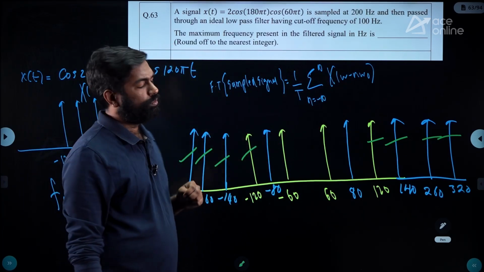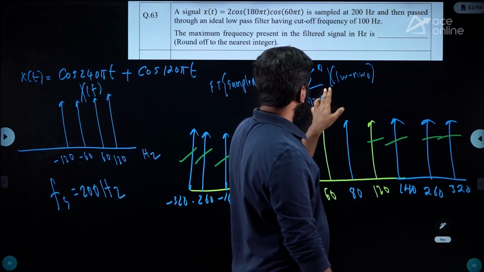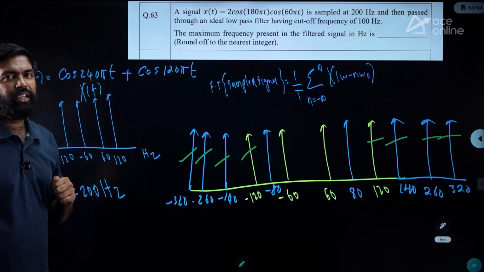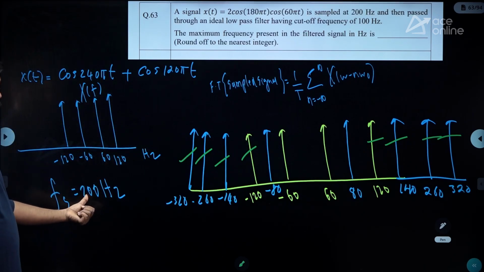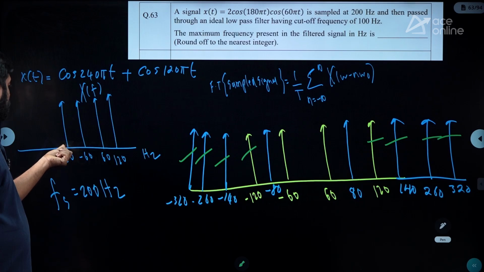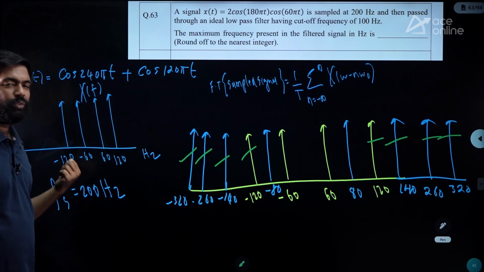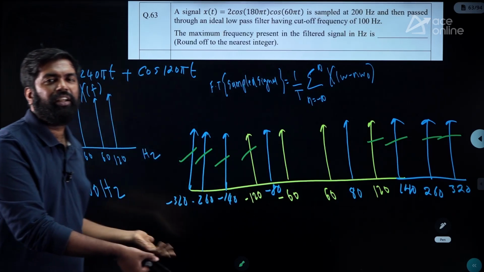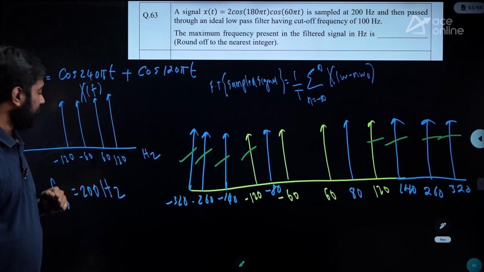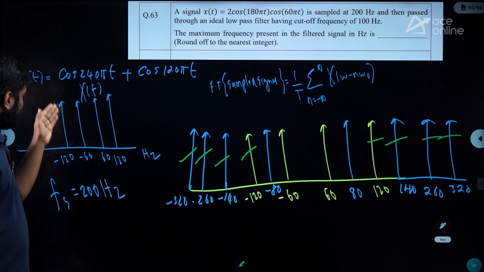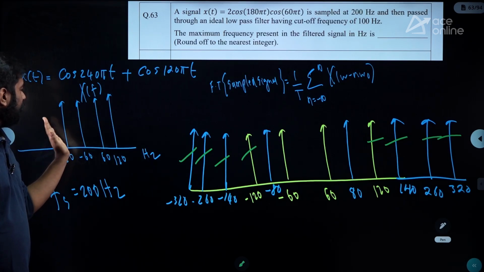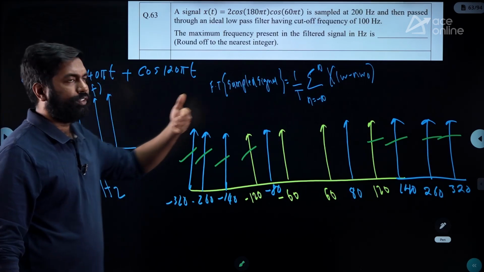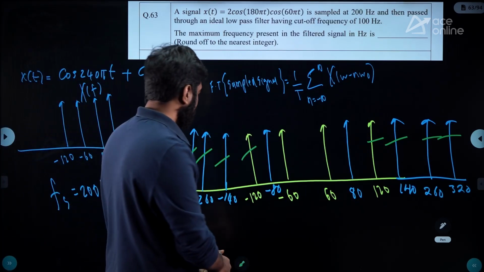You can take n as 2. If you take n as 2, then it is X of omega minus 2 omega naught. You have to shift this entire spectra towards the right side by 2 fs, that is 400. If you shift this towards the right side by 400, what is minus 120 plus 400? Yes, 280, but I don't want to draw it because the ideal low pass filter is anyway going to reject that. So this impulse itself is getting rejected. These on the right side also get rejected. There is no need to draw anything because all other impulses will be rejected by the filter.